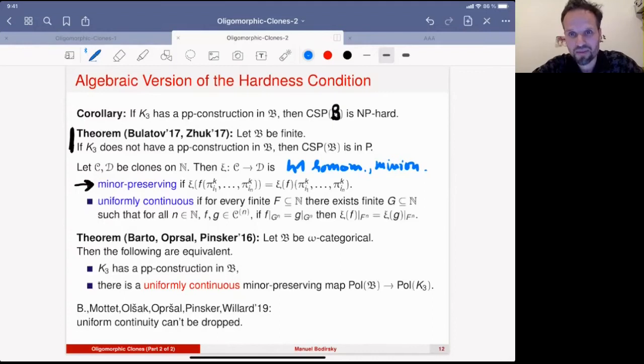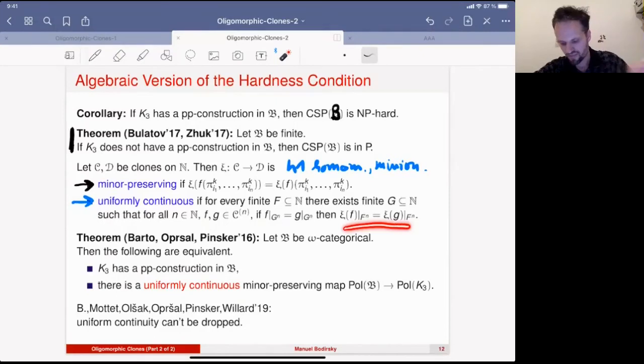And now something new, of course, because this didn't play a role in the finite case. Here, some topology will be important too. If you want to generalize this to the infinite, I say a function between two function clones, mapping operations to operations, is uniformly continuous if, for every finite set F of the domain, (the domain is countable, say, the natural numbers), there is another finite set, imagine it as a larger, maybe finite set G, so that for every arity n, for every function f and g in the first clone of arity n, if these functions agree on G, their images also agree on F. That's uniform continuity.